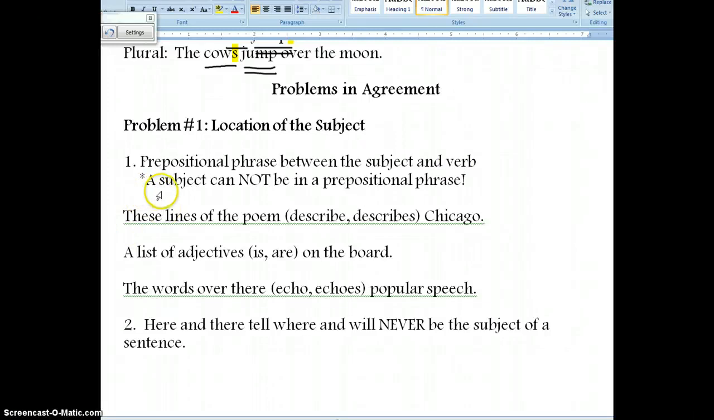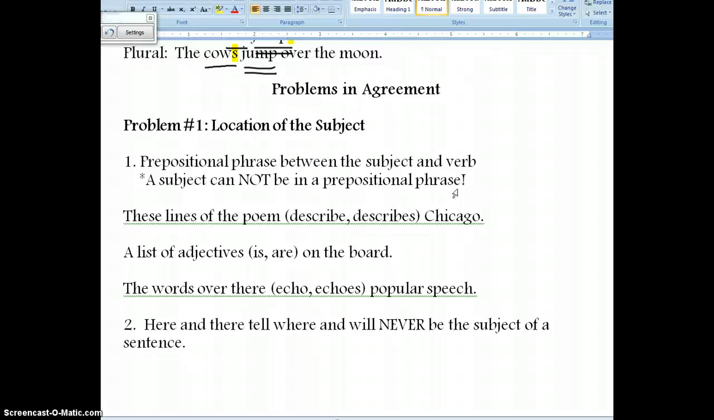Please know and memorize this. A subject cannot be in a prepositional phrase. Never, ever, ever will a subject be in a prepositional phrase. It can't be because it already has a job if it's in a prepositional phrase. So it can't be both the subject and the object of the preposition.